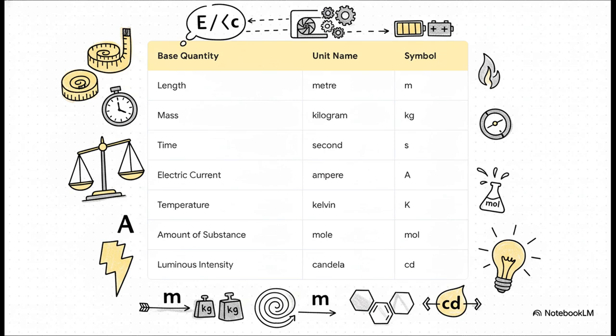The meter for length, the kilogram for mass, the second for time, and so on down the list. Just about every other physical unit you've ever heard of, a joule for energy, a watt for power, a newton for force, it's all just a combination of these 7 fundamental ideas. It's like the alphabet for describing the physical world.